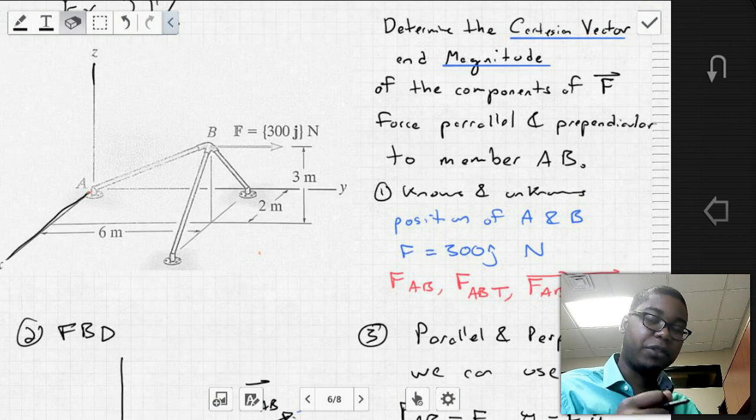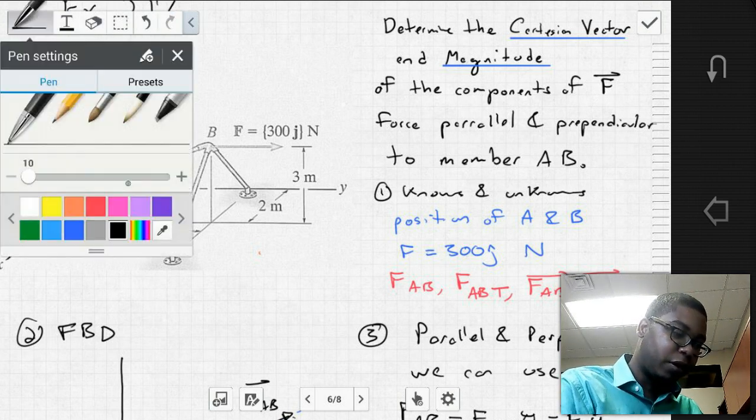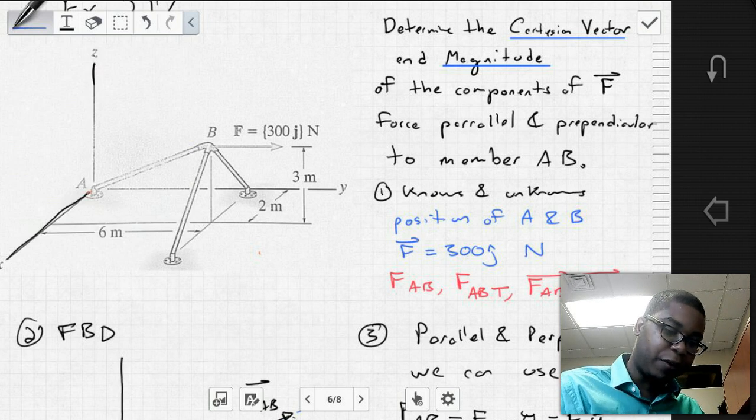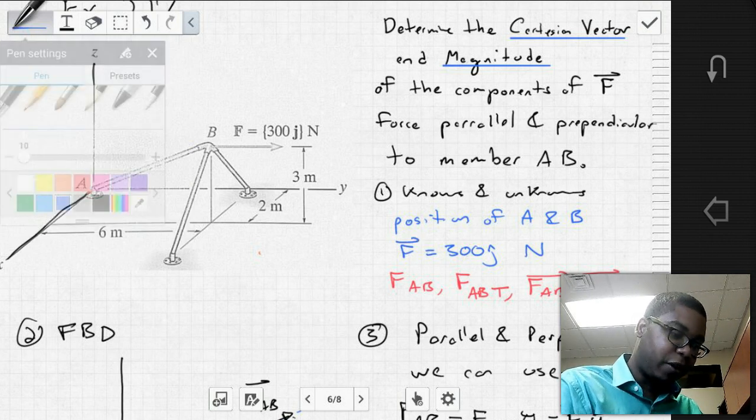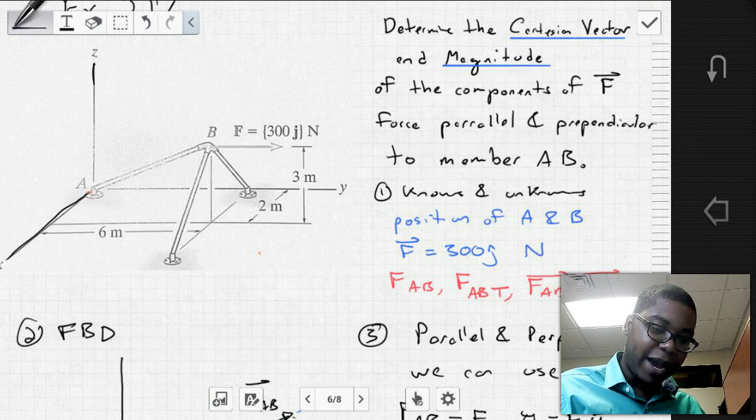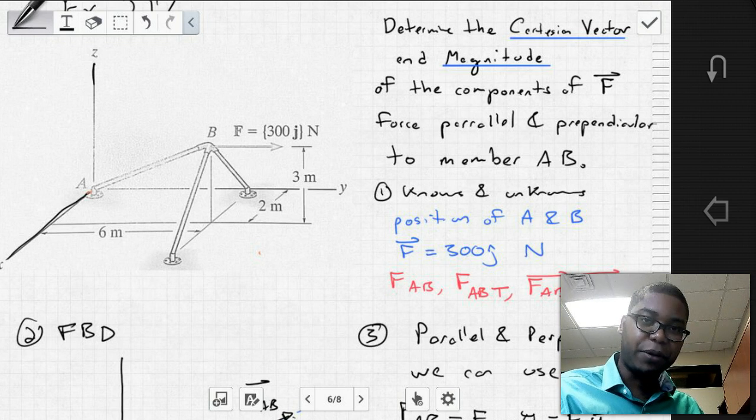So let's go ahead and start this problem with our knowns and unknowns. We're given positional information for point A and point B. We're given the Cartesian force vector. And what we need to solve for is the magnitude of the parallel component, force AB, the component that's parallel to line AB. And we need to find the magnitude of the transpose, which is the perpendicular component from line AB.